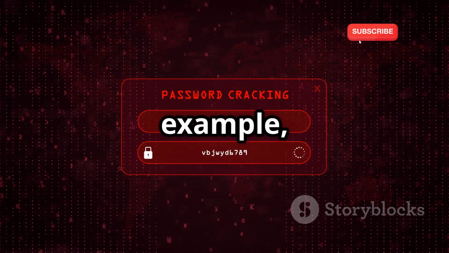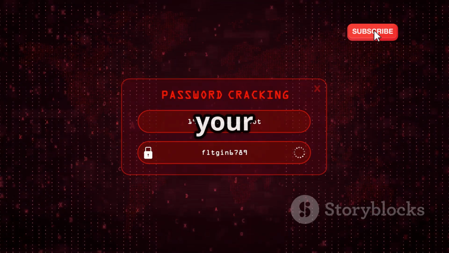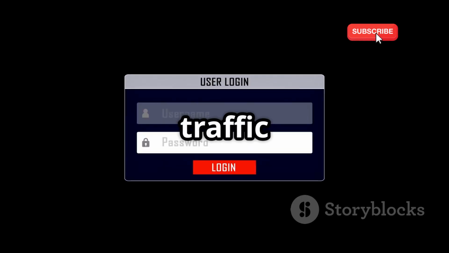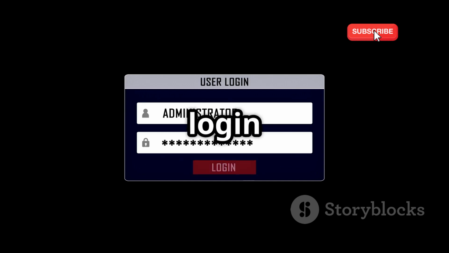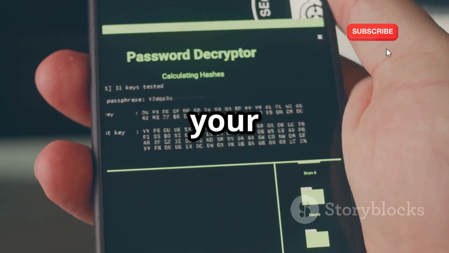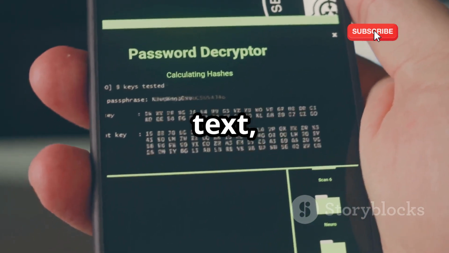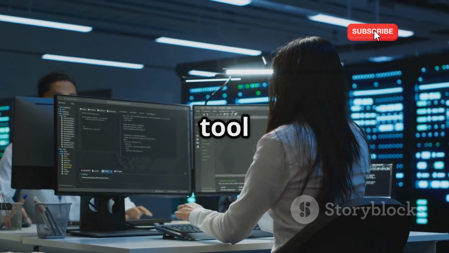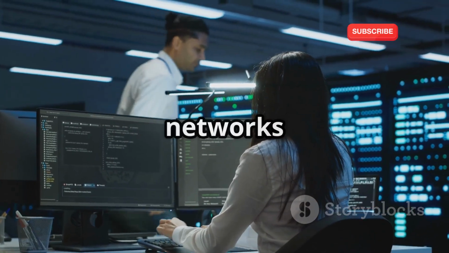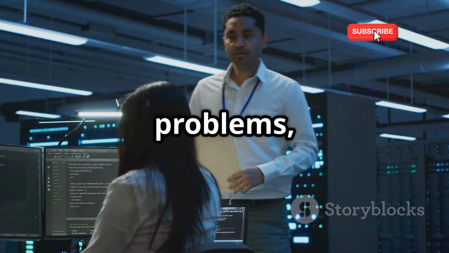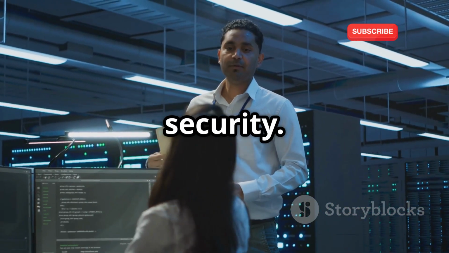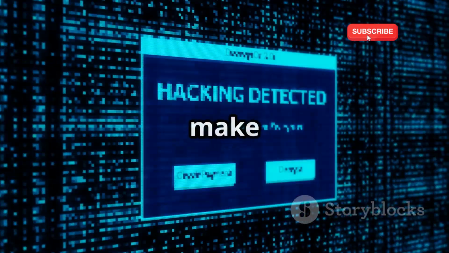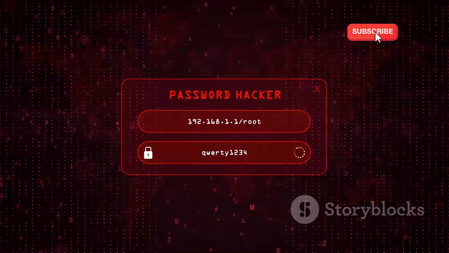This allows you to zero in on the traffic that you're interested in and ignore the rest. For example, let's say you're concerned about someone sniffing your passwords over the network. With Wireshark, you can filter the traffic to only show packets containing login credentials. If you see your passwords being transmitted in plain text, you know you have a problem. So Wireshark is an essential tool for anyone who wants to understand how networks work, troubleshoot network problems, or improve network security. It's a powerful tool that can be used for both good and evil, so make sure you're using it responsibly.